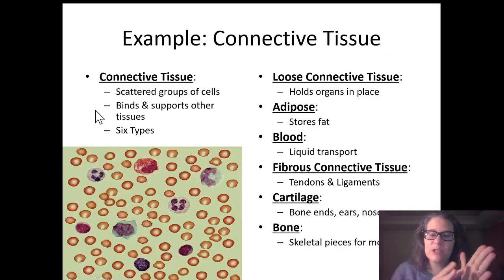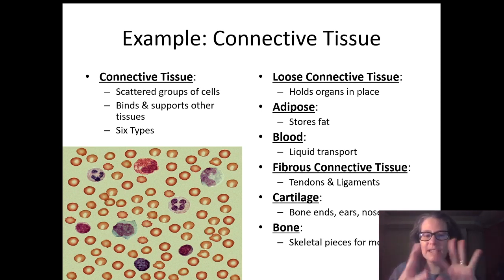Connective tissue is where you have scattered groups of cells that are either binding and supporting, communicating with other types of tissues.